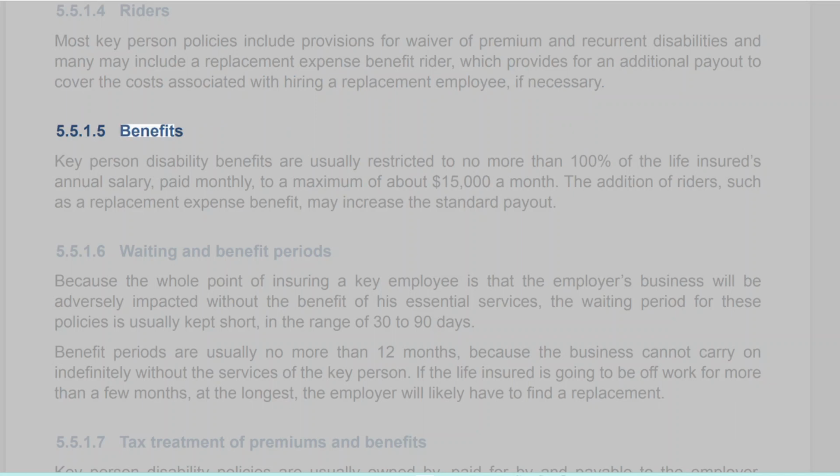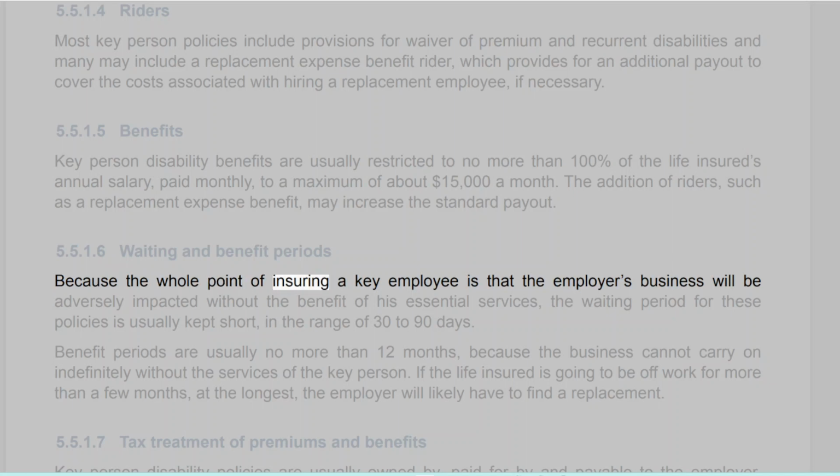5.5.1.5 Benefits. Key person disability benefits are usually restricted to no more than 100% of the life insured's annual salary, paid monthly, to a maximum of about $15,000 a month. The addition of riders, such as a replacement expense benefit, may increase the standard payout. 5.5.1.6 Waiting and benefit periods.